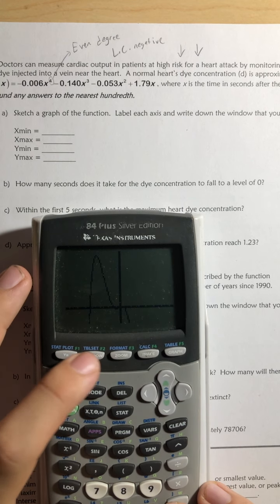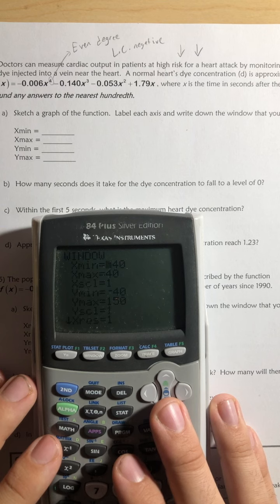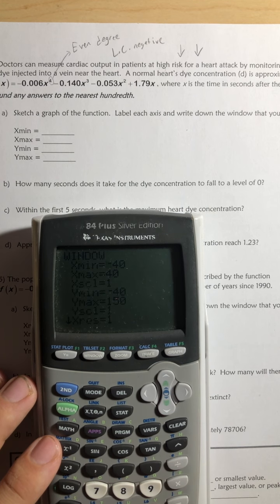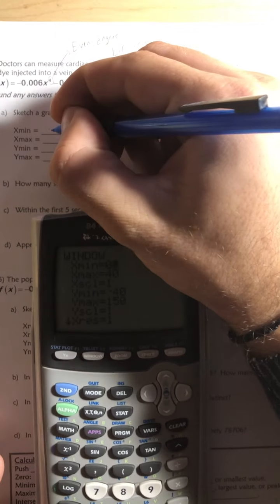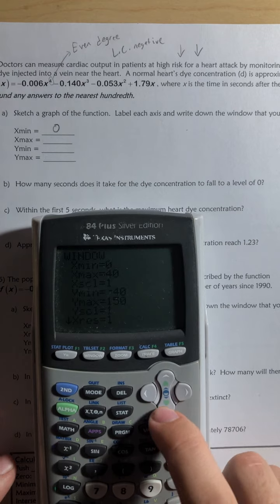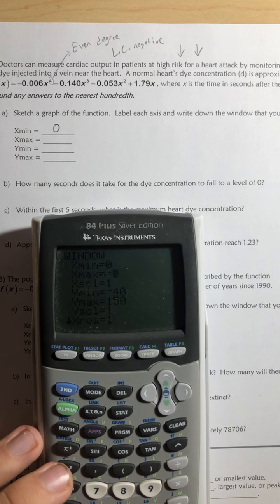So I'm actually going to adjust my window accordingly. So I'm going to have my x min be 0 because that's the time of 0. I don't really need time before then. So my time's going to start at 0. And then my y max, we were actually good at, say, negative 10.